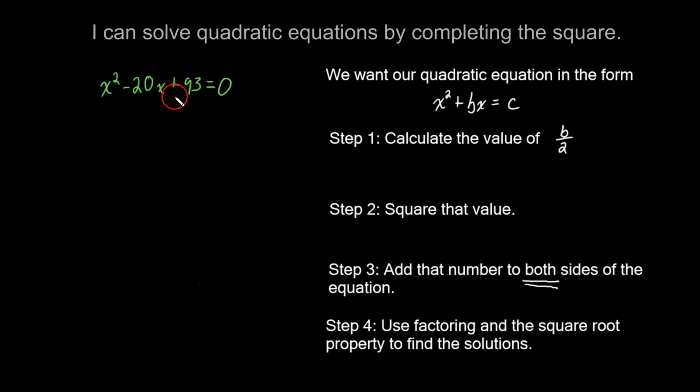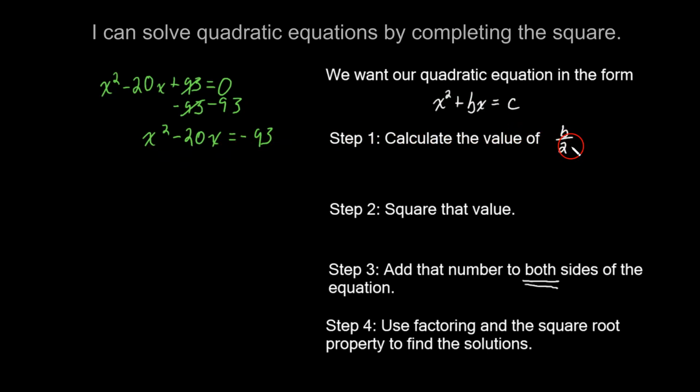So we're given x squared minus 20x plus 93 equals 0, and we're going to complete the square to solve this quadratic equation. We want our quadratic equation in the form of x squared plus bx equals c. So we're going to subtract 93 from both sides of the equation, which gives us x squared minus 20x equals negative 93. So now we're ready for step 1.